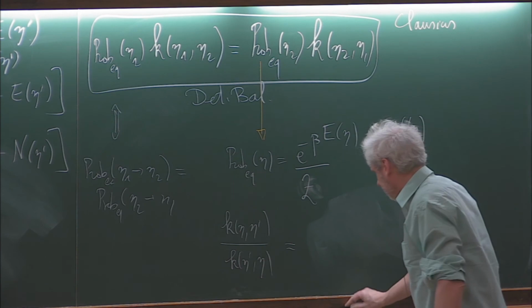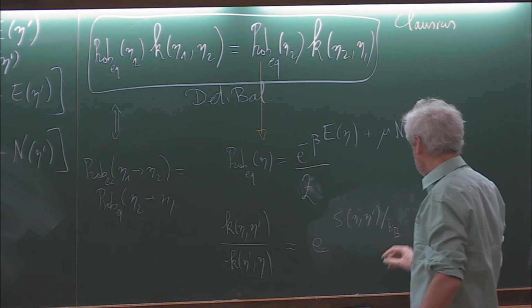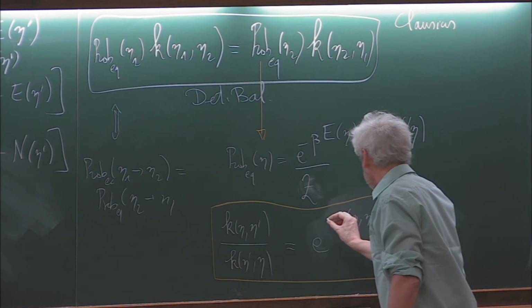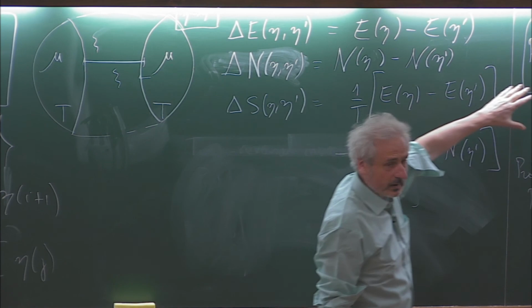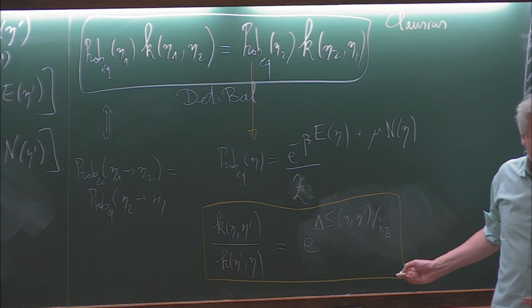I will write it like the exponential of s eta eta prime per kB, where, so I have to put here a delta, where this delta s is just sitting here. I hope I didn't make an error with a minus sign somewhere, but if you just do what I said, you impose the detailed balance, you do the algorithm I just said, then you find that the ratio of these transition rates is the exponential of the change of entropy in the reservoir divided by kB, Boltzmann's constant. So it's the entropy flux that you get in the transition from eta to eta prime.